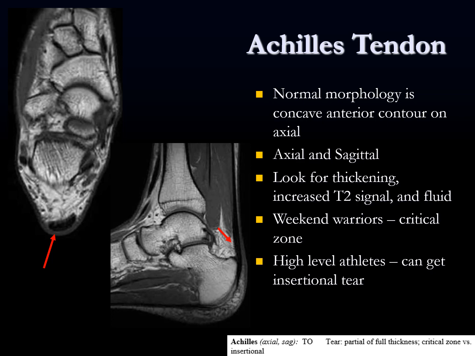So here's the Achilles tendon. The normal morphology is a concave anterior contour on axial, so it shouldn't be thick. You should always have kind of a gentle concavity to the Achilles tendon as you scroll through it.